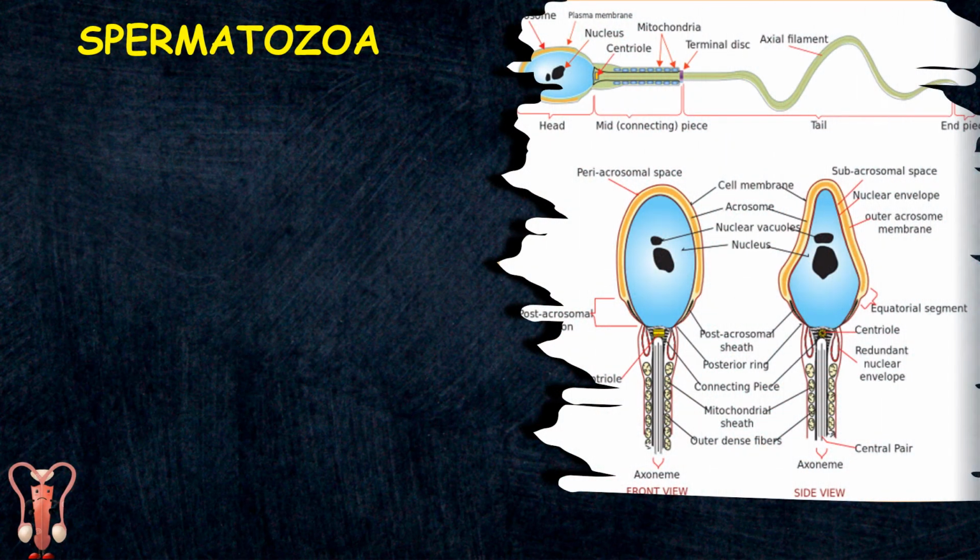Storage of spermatozoa. Around 120 million sperms are produced each day. A small quantity is stored in the epididymis, and most of them are stored in the vas deferens and also in the ampulla of the vas deferens. They remain stored, maintaining their fertility status for about a month.